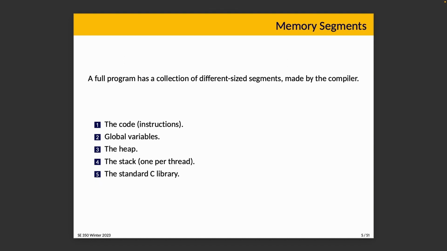So a full program, in its runtime form, has different size segments, and the segments are made by the compiler. Some information is set up by the compiler at compile time, and other stuff happens dynamically. Somewhere we have the code. These are the instructions of the program. It says, go here, do this, do that, do the next thing. We have global variables, which frequently get their own area, and this area is not unlimited in size, so we can't put everything in global variables.